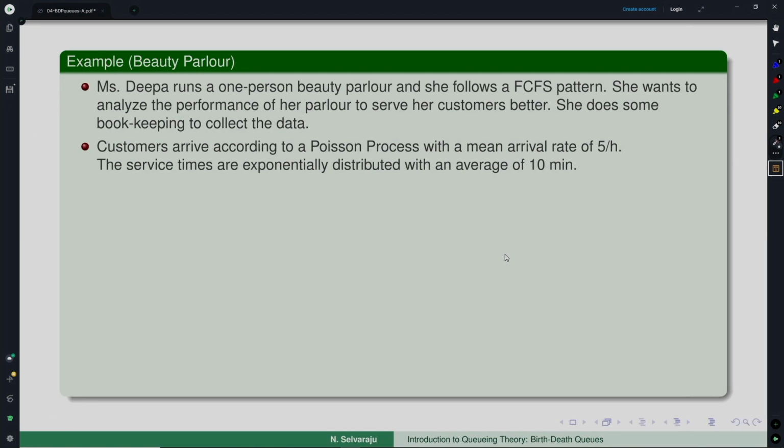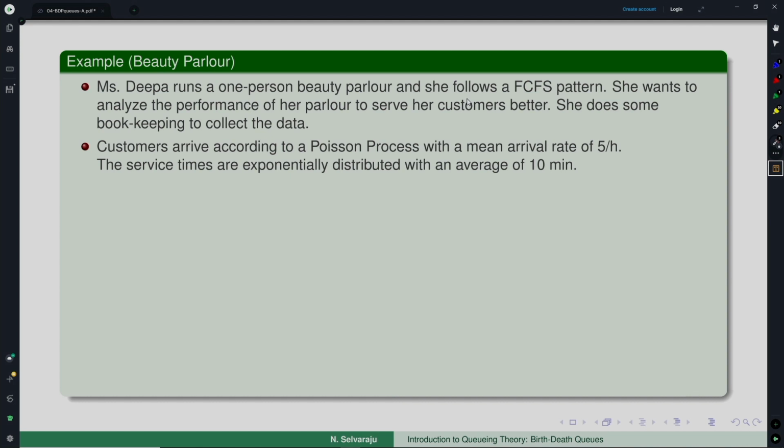Now, let us look at a simple example and see how these results can help us analyze the system. Suppose there is a one-person beauty parlor run by Ms. Deepa, and she follows an FCFS pattern, first come first served. She wants to analyze the performance of her parlor to serve her customers better and make improvements to the system. So, she does some bookkeeping to collect data on different days in the week: how many customers come, their service times, things like that.